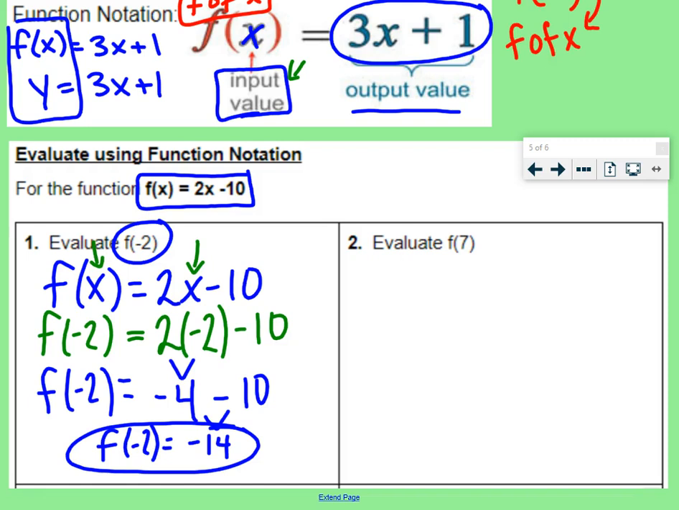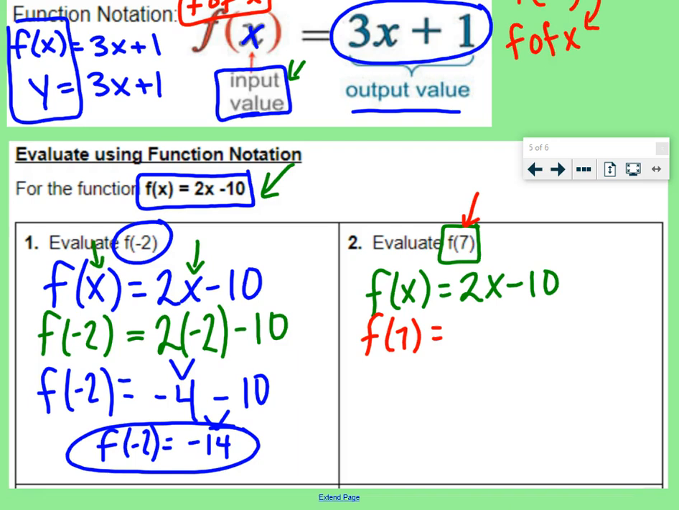Again, we're going to use that same function, but now we're going to evaluate f of 7. So same concept, we write f of x equals 2x minus 10. We're still using the same function. Then we replace the x with this number, f of 7. So we're taking x and replacing it with 7. So we replace this x and this x with 7.